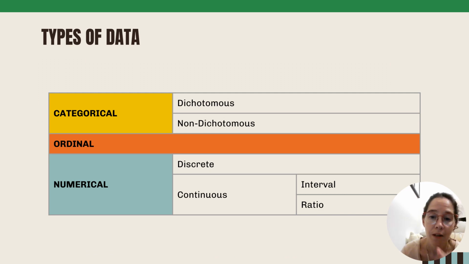If we again come to the slide where you have this chart, we can summarize the types of data. Categorical: to remember, we had dichotomous and non-dichotomous variables. Another type of variables are the ordinal ones. And finally, we had the numerical variables, which could be divided into discrete data or continuous data. And continuous data could be divided into interval and ratio variables or scales.